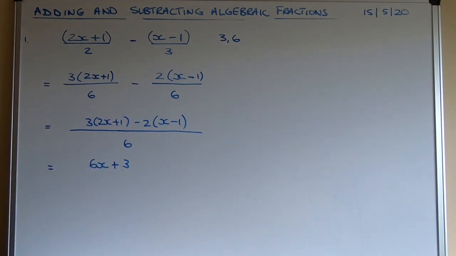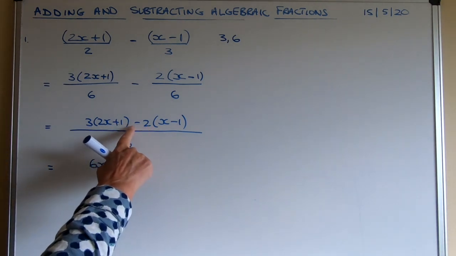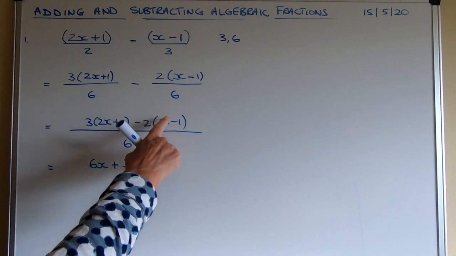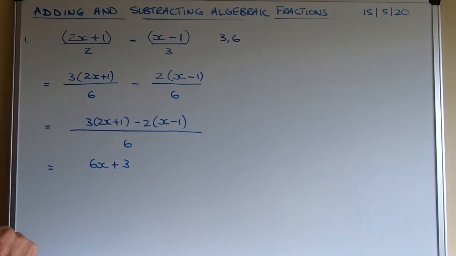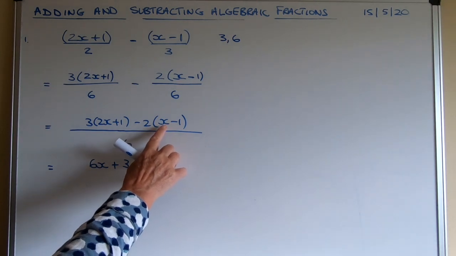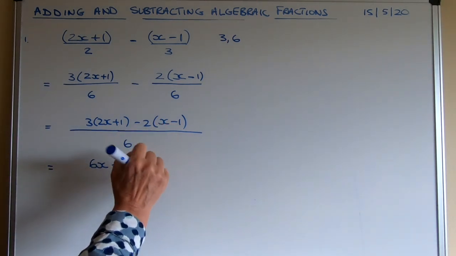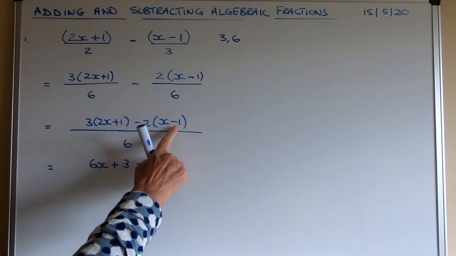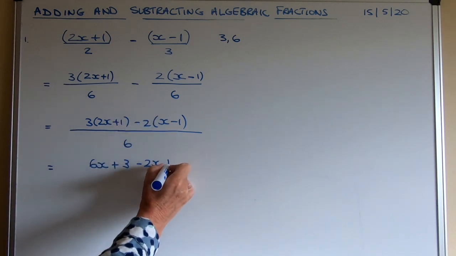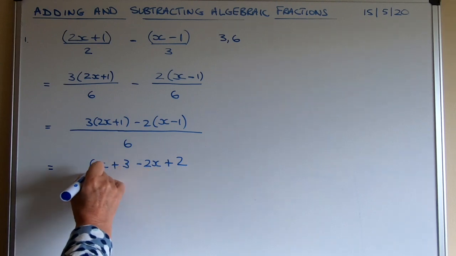Now be very, very careful here. This is minus 2 out here. That negative 2 is going to multiply each term inside. So be careful whenever you're dealing with negatives. Negative 2 times x, minus 2x. Really careful. Negative 2 times negative 1, plus 2. So a very common mistake there.